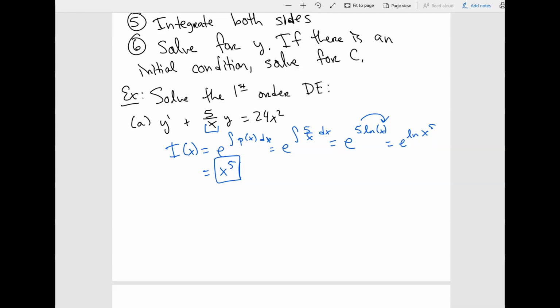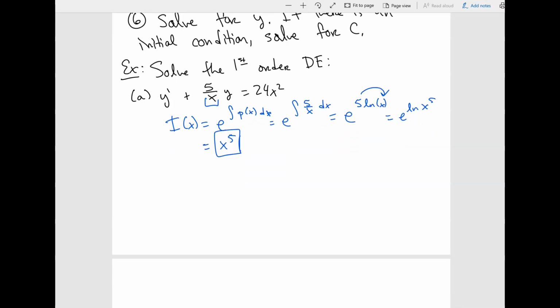That's exactly what I'm going to do: multiply this x to the 5th to every single term. So y prime gets an x to the 5th, x to the 5th is multiplied by 5 over x, y, and x to the 5th is multiplied by this 24x squared. Everything in parentheses is basically what I had before, and I'm multiplying x to the 5th to every single term. Now I'm going to simplify this.